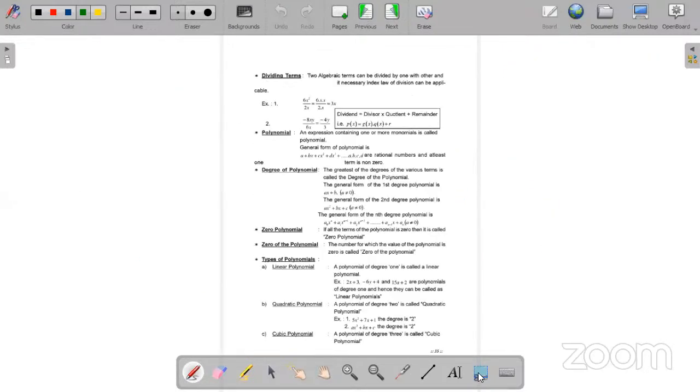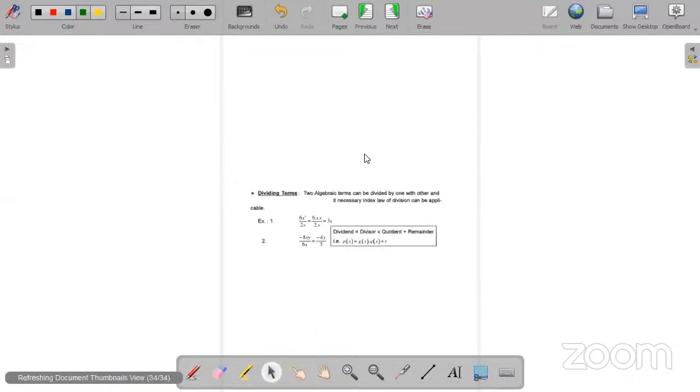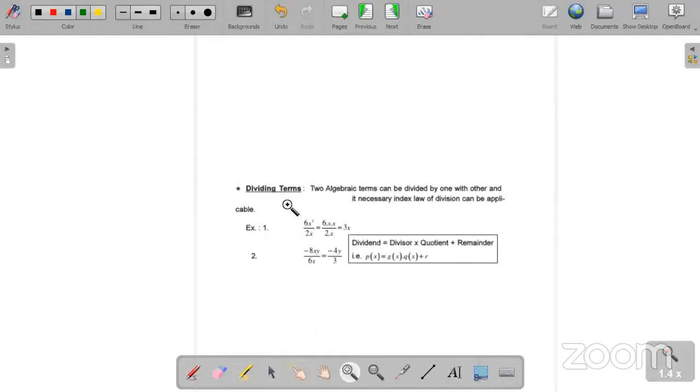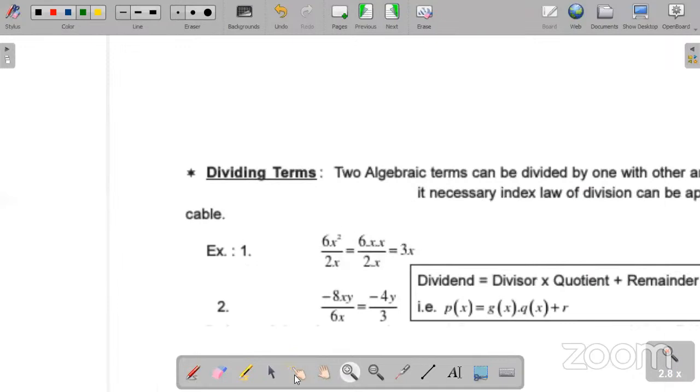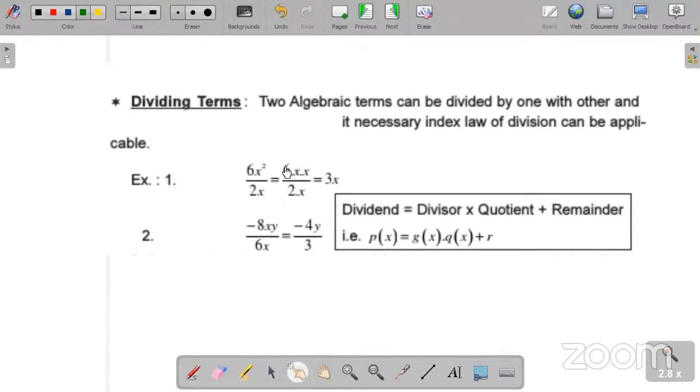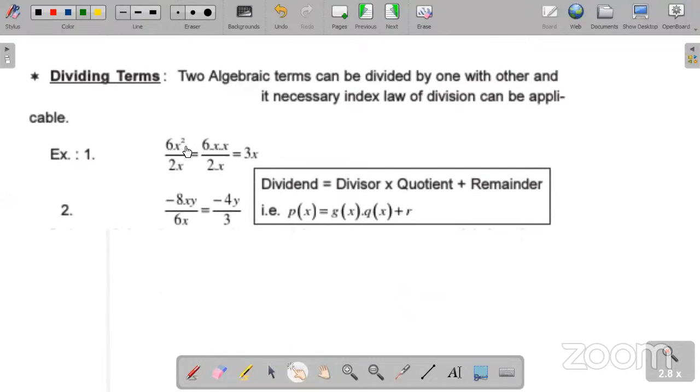Next, let us move to the next concept, dividing the terms. So how to divide two terms? Two algebraic terms can be divided one by the other. The necessary index law of division can be applied. I will explain, don't worry.